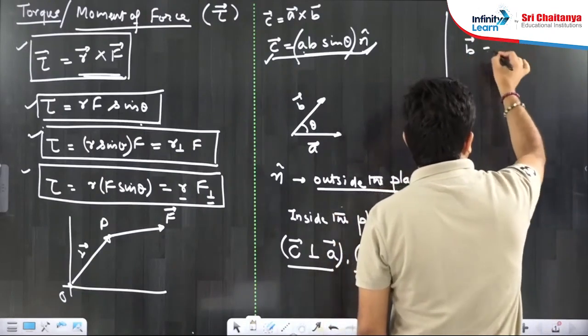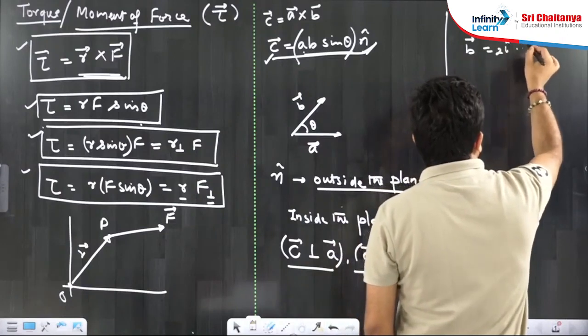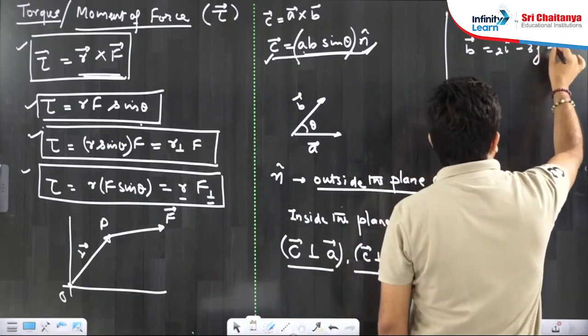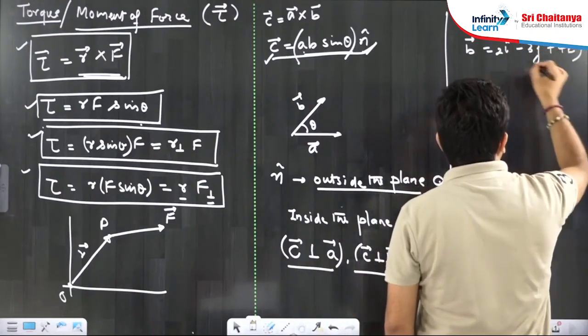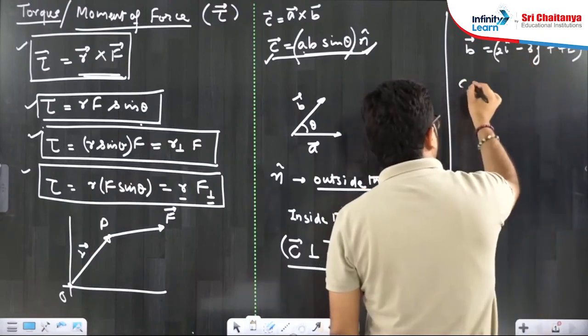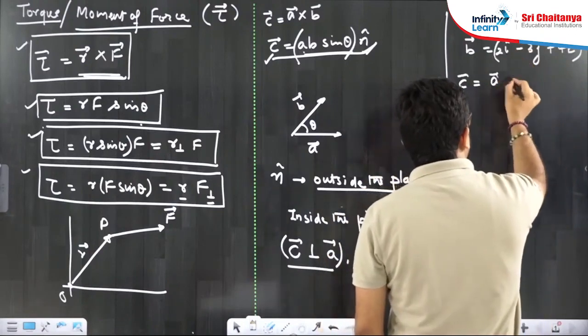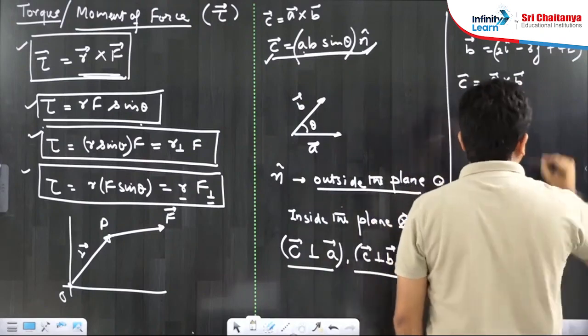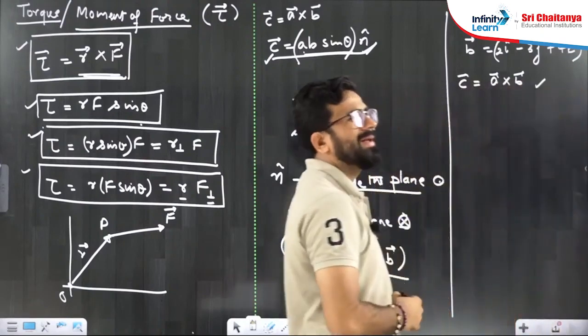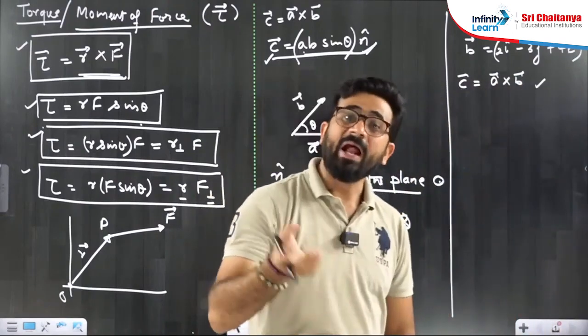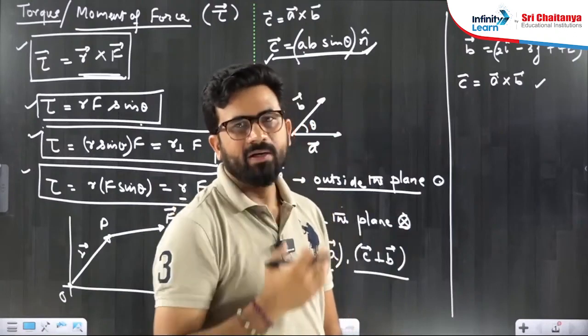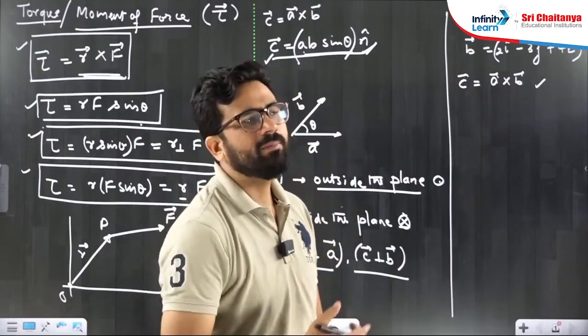Suppose B is given to you as 2I cap minus 3J cap plus 4K cap. We want to find the C vector. We know A cross B is C, so to calculate the C vector we have to use the determinant method.